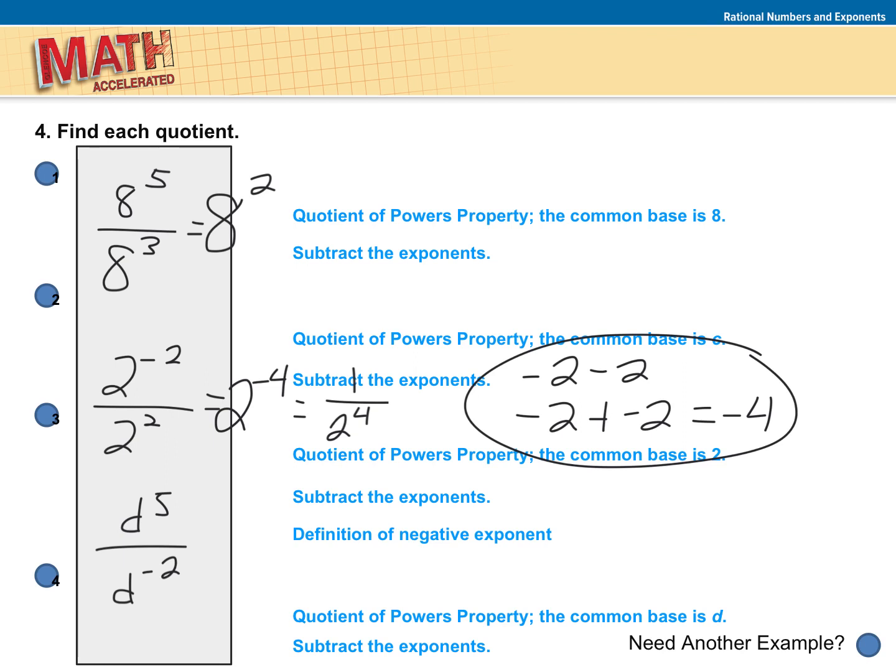On number 3, what is my base? D. What do I do with the exponents? Subtract. So we have 5 minus a negative 2. Keep change flip. We have 5 plus 2, which gives you 7.